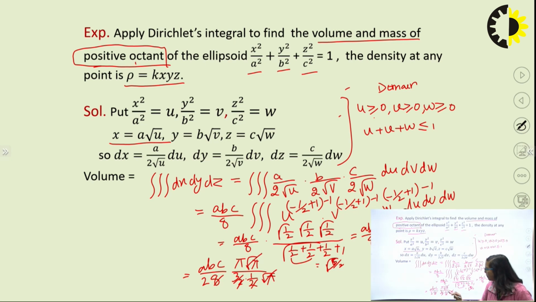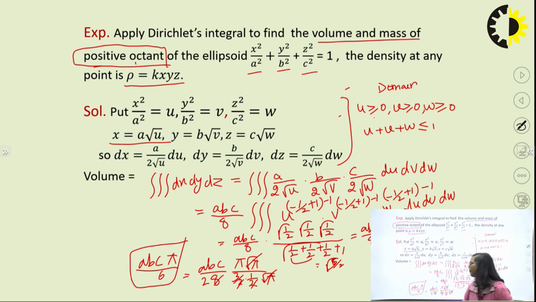So what am I left with? I am left with abc pi upon 6. So abc pi upon 6 is the volume of the given ellipsoid. And this volume is calculated only for that part of the ellipsoid which lies in the positive octant. Clear? So this is how we calculate the volume. It's abc pi divided by 6. This is the answer for this.